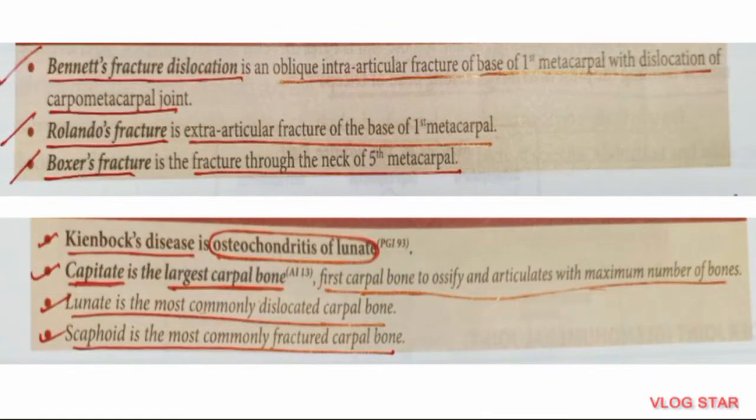Now let's see Bennett's fracture. Some important points, but before this we will also know some very important things, which we will be discussing here. There are 4 bony pillars at the 4 corners of the carpus. All attachments are to these 4 pillars.